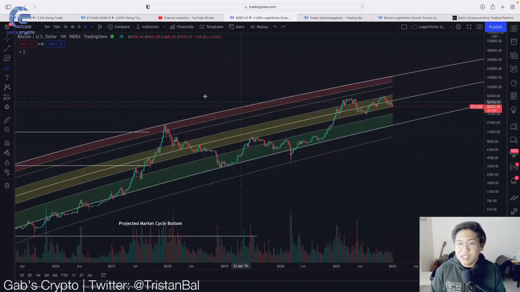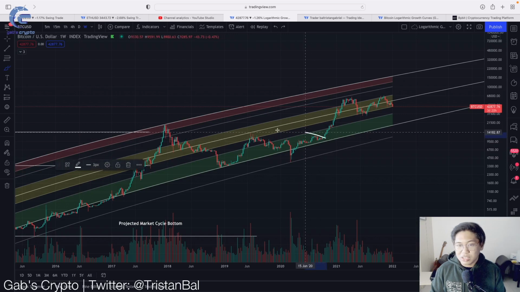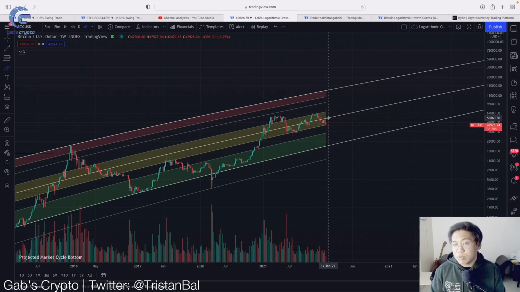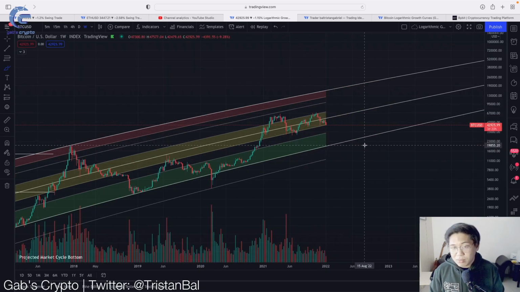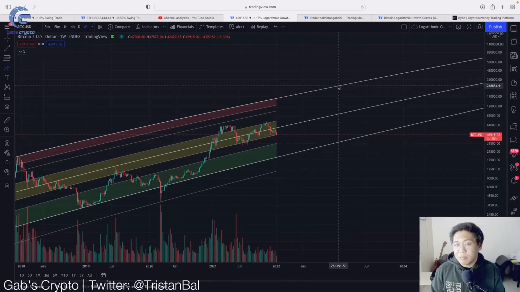So as you can see, na-determine din natin yung ating historical market cycle bottom, which is actually ranging between 3,000 up until the $9,000 during this period. And then right now, we are able to determine kung ano ba yung market cycle bottom, halfway point, as well as the projected market cycle top. Now, moving in for the 2022 price prediction, now we are going to look at the Bitcoin data.